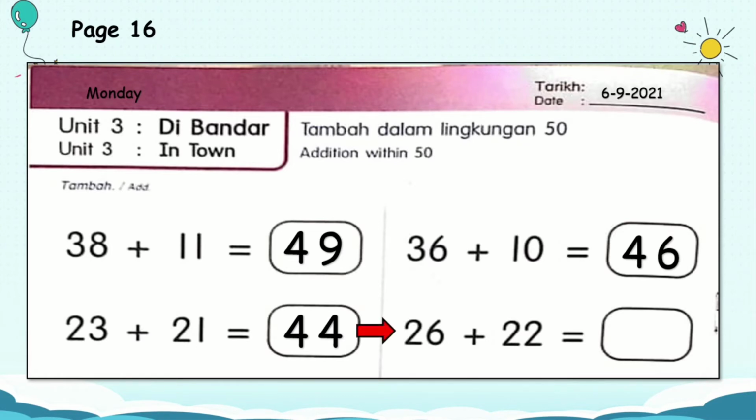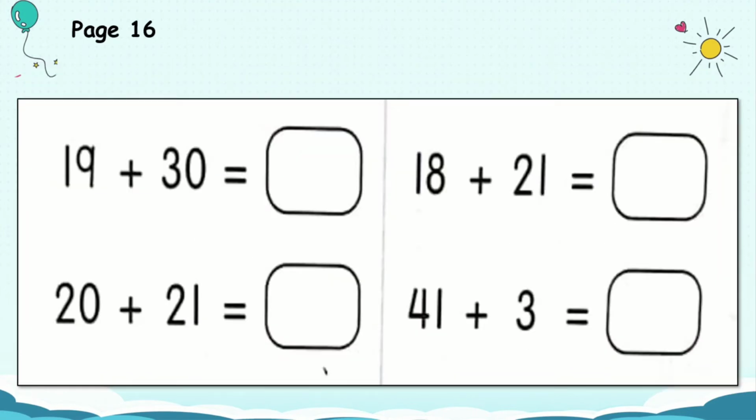The next one, 26 plus 22. Very good. Let's count the 6 plus 2, the ones first. 6 plus 2. 1, 2, 3, 4, 5, 6, 7, 8. Very good. Let's move on to 2 plus 2. Yes, 2 plus 2 is 4. Very good. So 26 plus 22 is 48. Now let's continue with the next one.